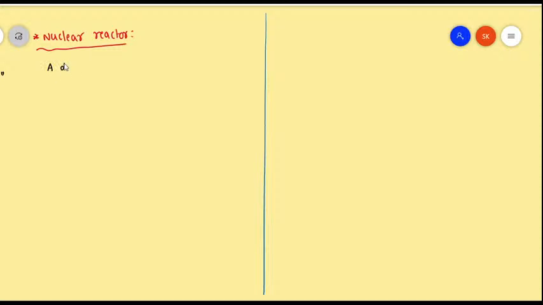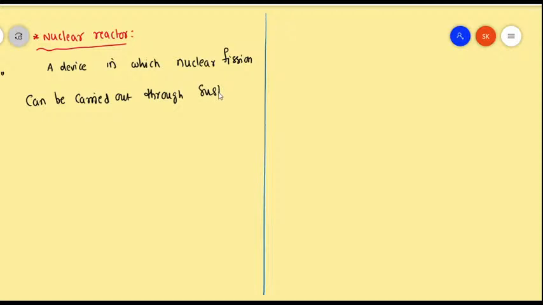That is, a device in which nuclear fission can be carried out through sustained and controlled chain reaction is called a nuclear reactor.